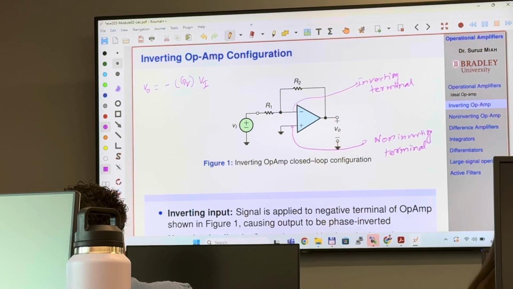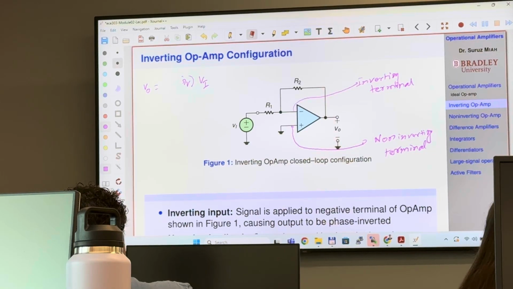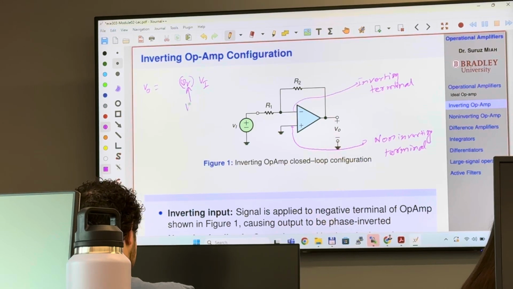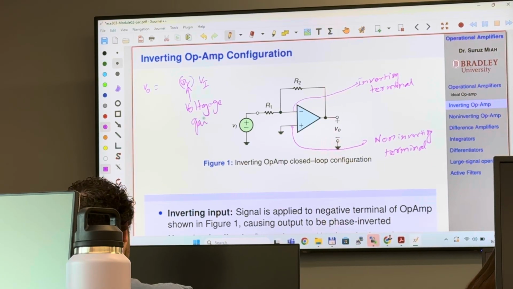Actually, in the derivation, you will see GV includes a negative sign. You will see in a moment. So this is the voltage gain. So the output is going to be the opposite sign of the input with some scaling factor, and we want to find what that is.